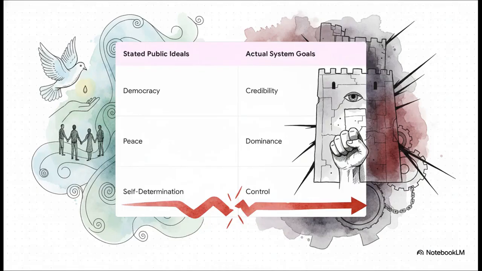And this slide, right here, this is the absolute key to the whole book. See, when we judge state actions by the public ideals on the left, a lot of policies look like huge mistakes or just completely irrational. But Chomsky argues, if you judge those exact same policies by the actual system goals on the right, maintaining credibility, dominance, and control, suddenly they snap into focus. They start to make a kind of perfect, cold, rational sense.